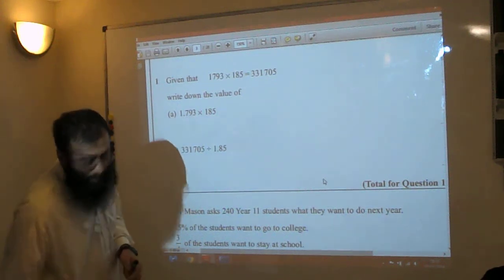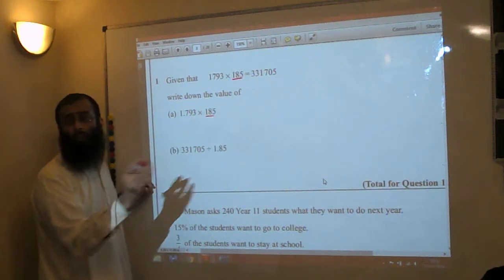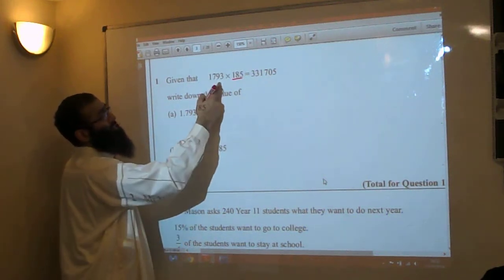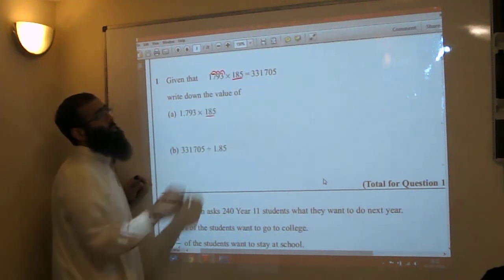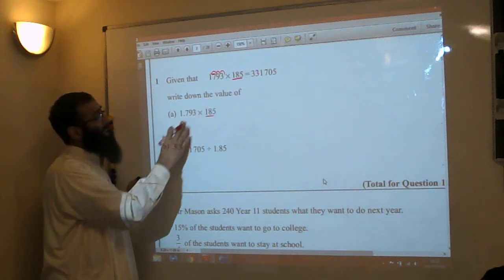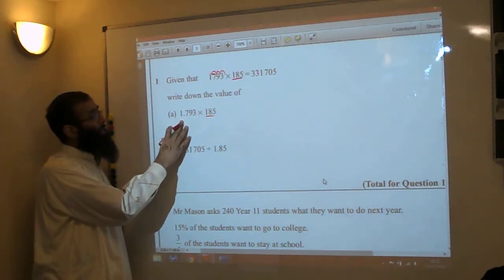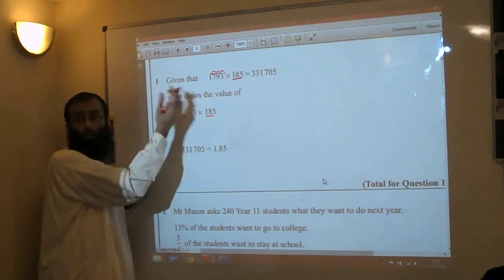So let's change color here a bit. The second number here has stayed the same, it hasn't changed. The first number has been made how many times smaller? 1000 times smaller, because 1793 has now become 1.793. It's the same number, but it's been made smaller. So the decimal point moves back 3 places.